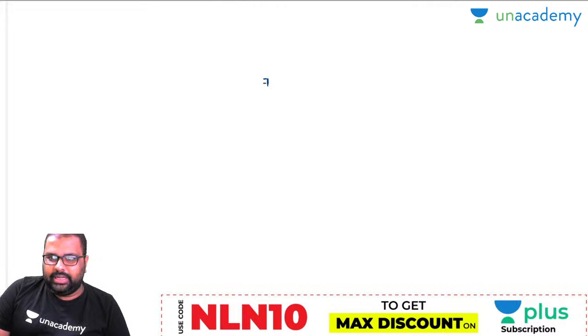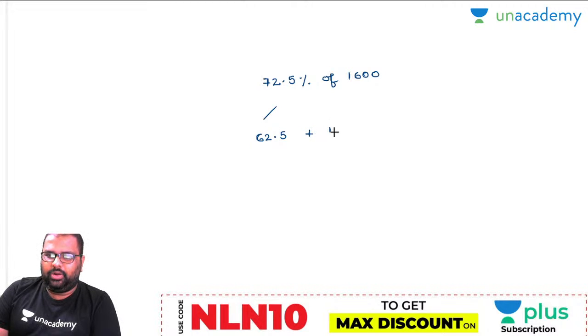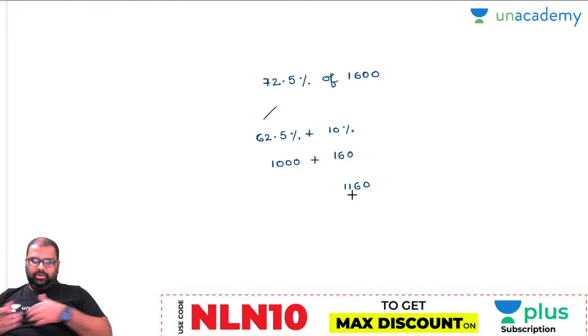Anybody? 72.5 percent of 1600. Anybody answer for this? This is very easy. You can break it into two parts, 62.5 plus 10 percent. Am I right or wrong? And everybody knows 62.5 percent of 1600 is 1000. How much is 10 percent value? Is it 160? So your answer will be how much? Is it 1160? Yes, Pawan, very good.